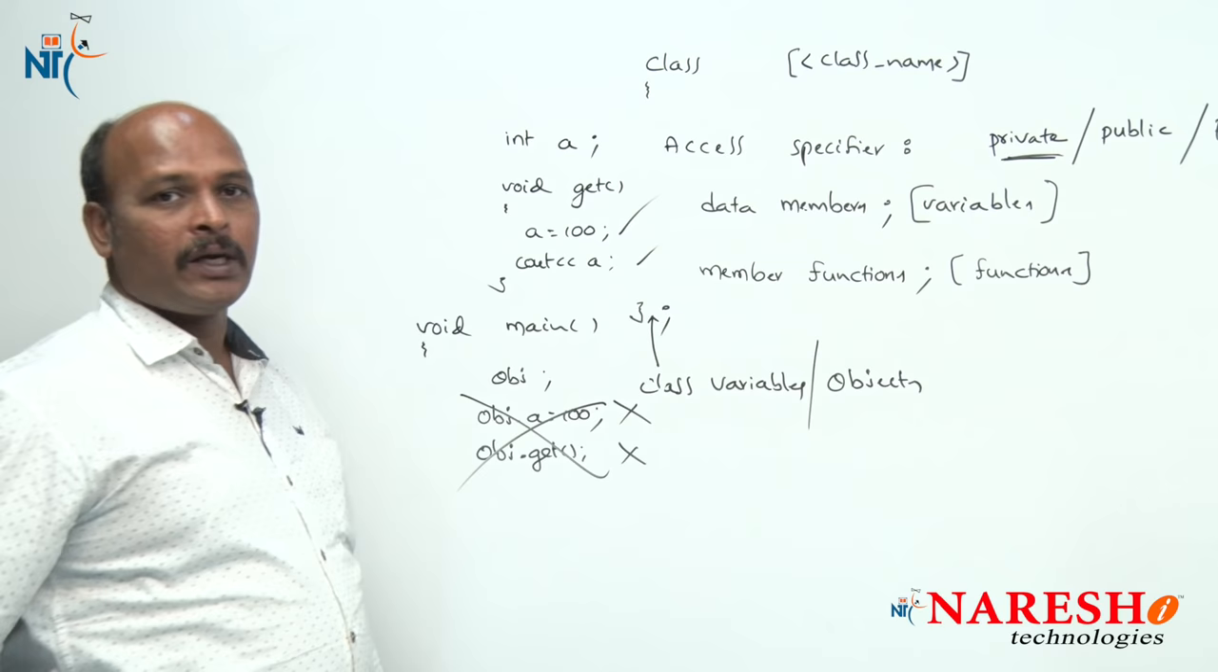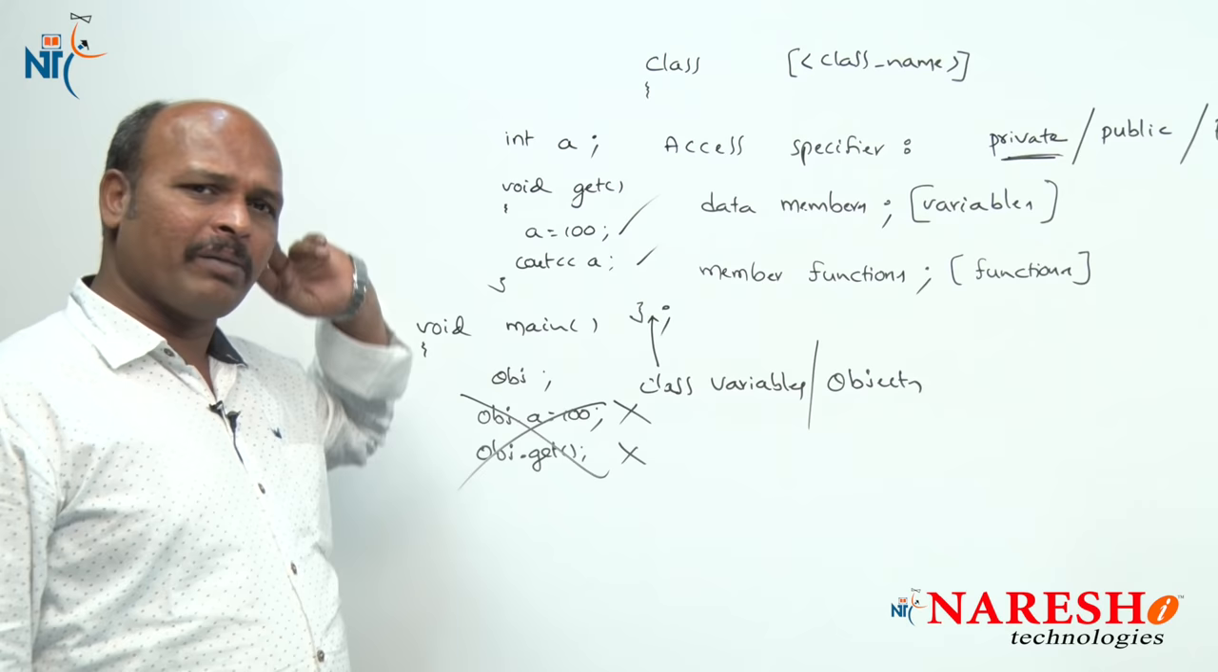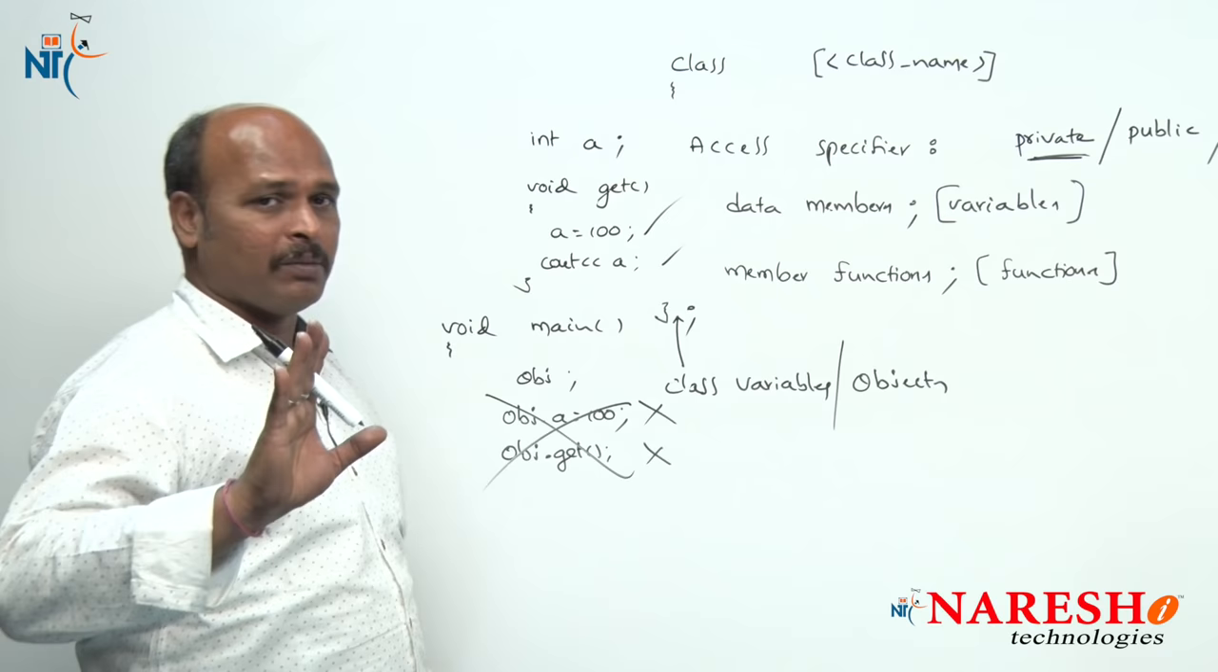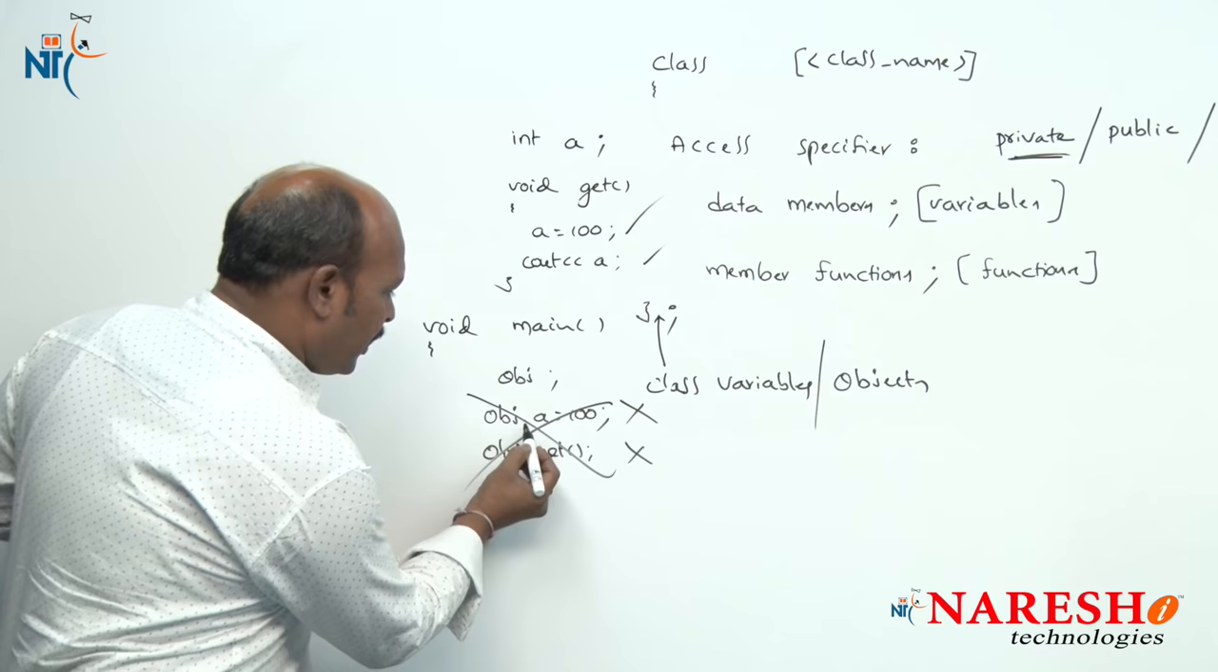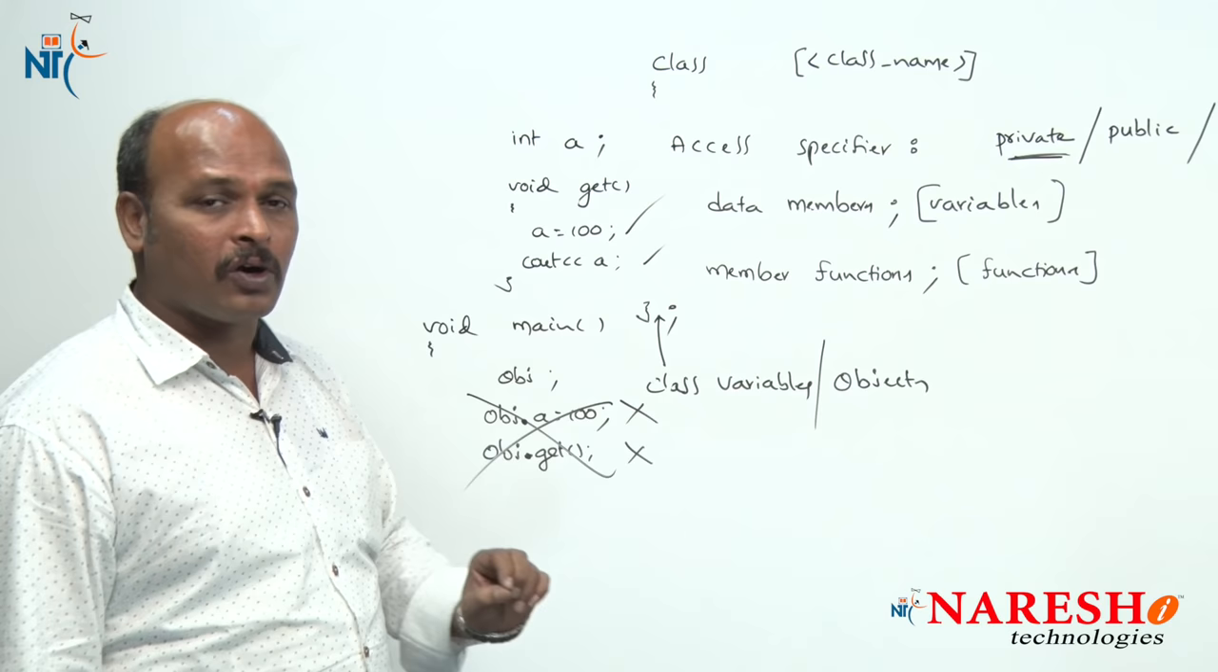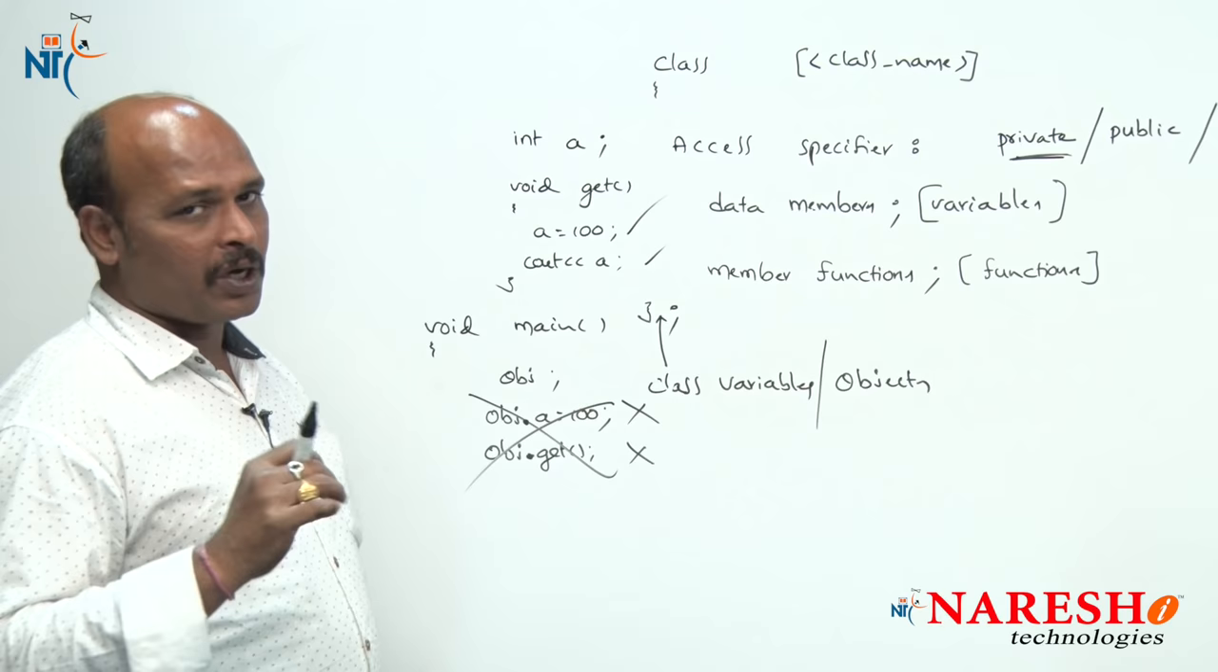It is the most important rule in a class. When the data members or member functions are private, they are not available to the object directly using the dot membership operator. Here I have used a dot; dot is called the membership operator. And when the members are private, we are not able to access them with the object name directly.